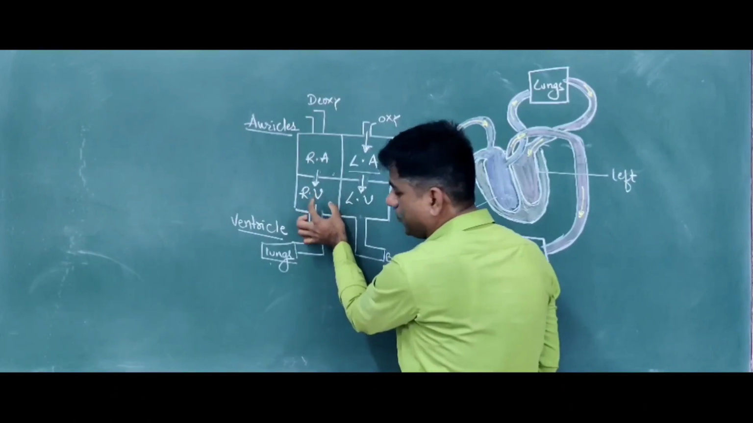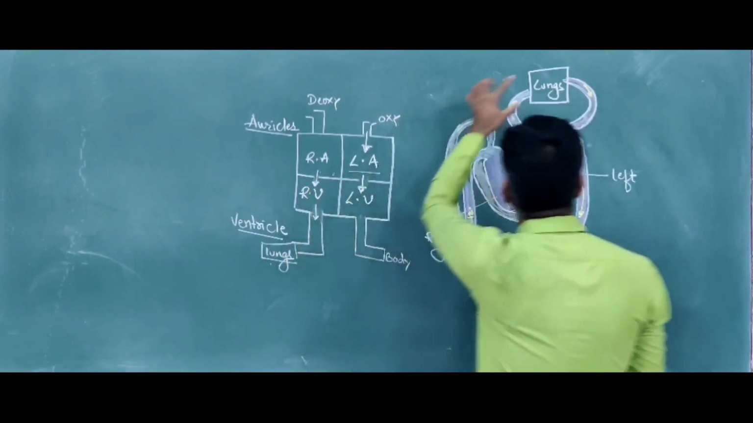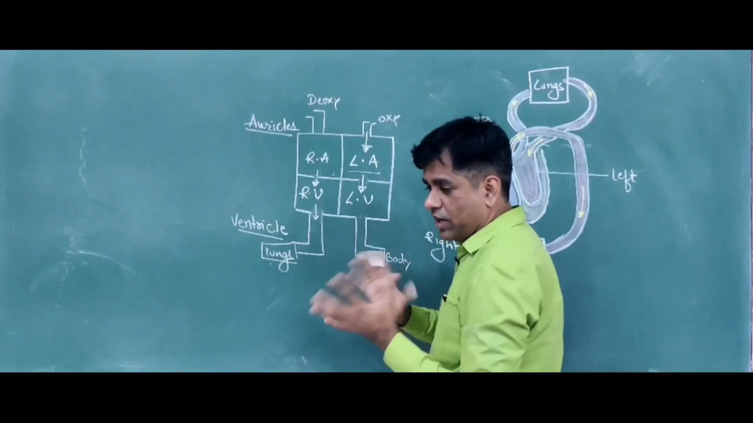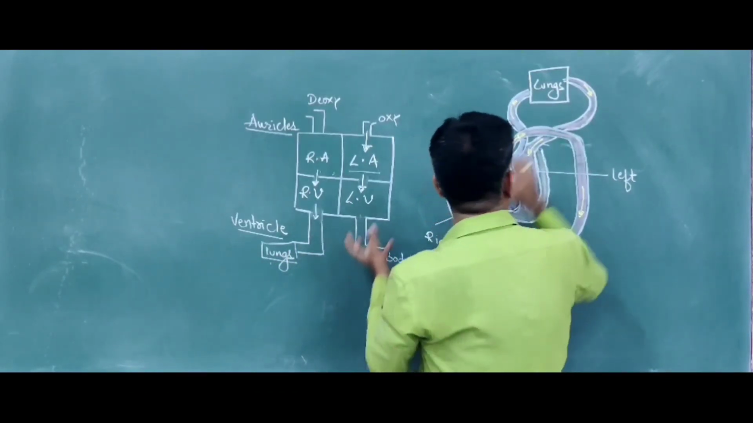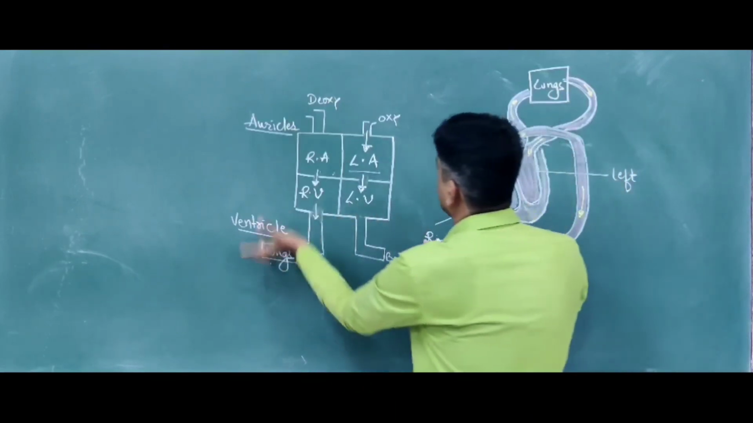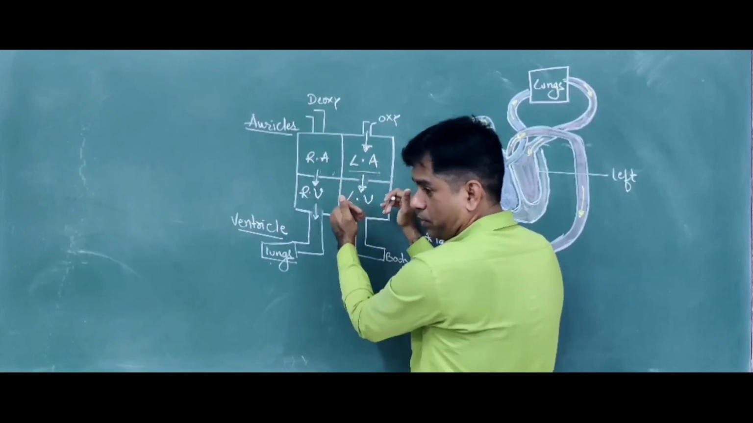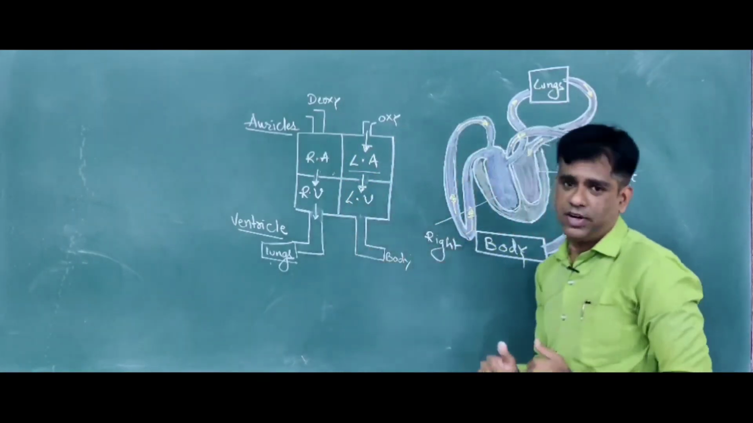From right ventricle, the deoxygenated blood is carried to your lungs. The lungs will purify it. They replenish all the oxygen and make it oxygenated. Now it is time to enter the left part. Now it enters your left auricle, and it will come back to the part where we started, that is your left ventricle.